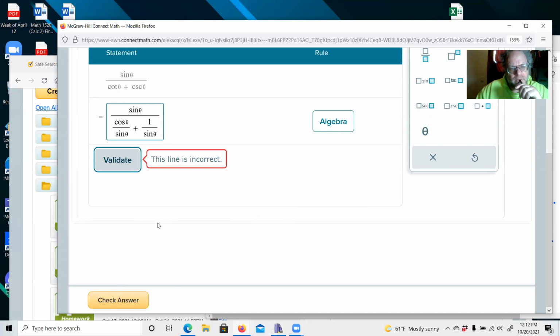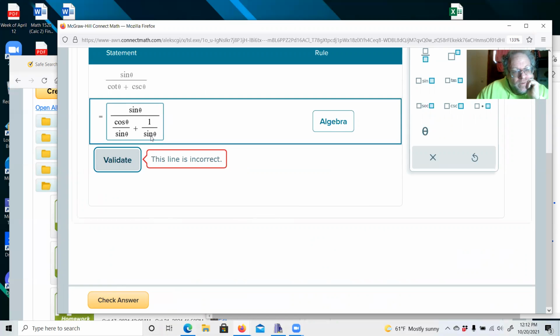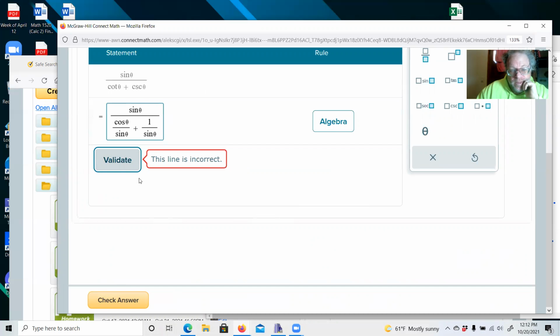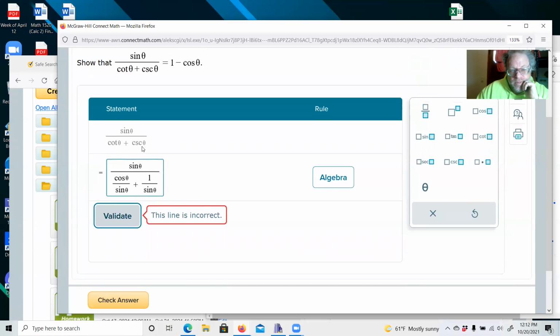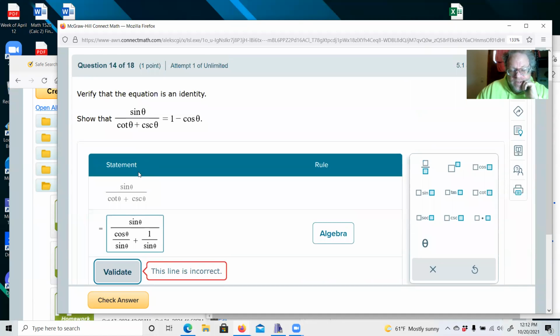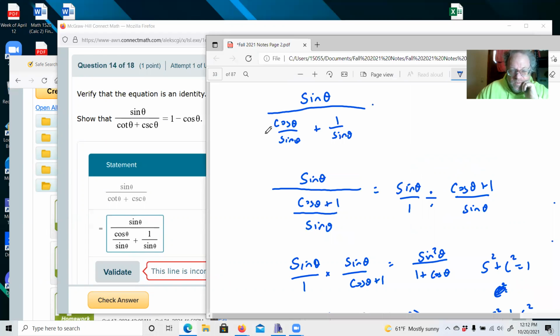It didn't like that either. Cosine over sine, 1 over sine. It did, it was okay. That is correct. We have to figure out how they want us to write it though. It's kind of nice because we have a constraint that we have to make it to them, but at the same time we have to conform to their way of doing it. What other things can we do?